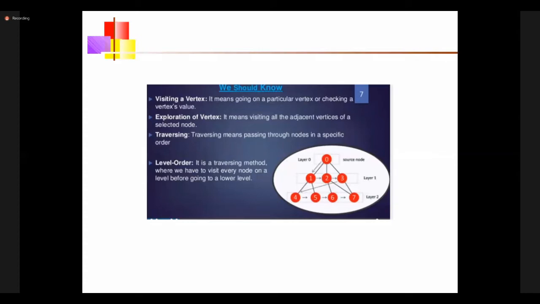Traversing means passing through nodes in a specific order. Level order: BFS is a level order traversing method where we have to visit every node on a level before going to the next level. Suppose this is a tree, right? First level 0, and level 1, nodes 1, 2, 3 are connected. First we will visit 1, 2, 3, then only we will go to the next level. But I'll explain with a graph only.